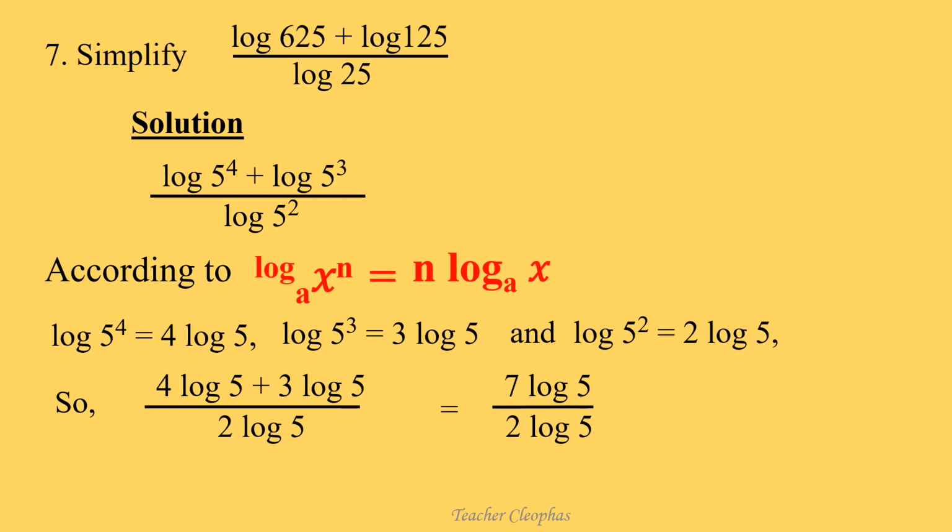Since the logarithm of 5 is common on both the numerator and the denominator, we can cancel out to 1, so that we remain with 7 over 2, which can also be written as 3.5. So that is the simplified form of the given expression.